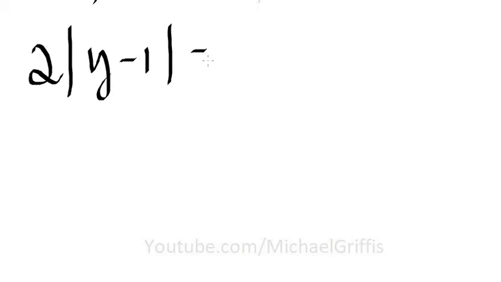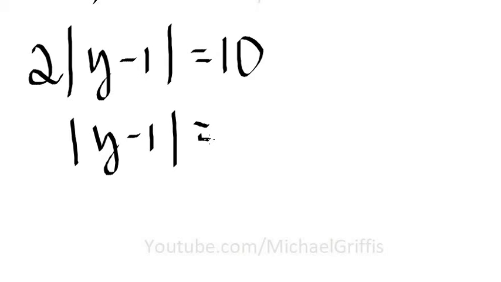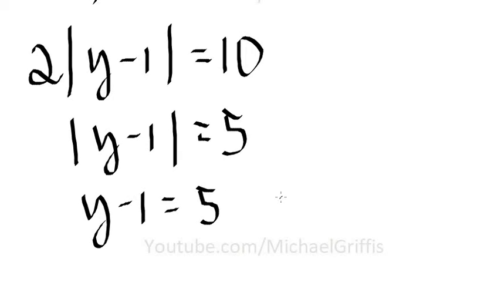Alright, we got some time. Let's work some more. So we have 2 times the absolute value of y minus 1 is equal to 10. So we want to get this in that standard form, so multiply both sides by a half, and a half of 10 is 5, right? Drop the absolute value signs. Okay, do it again. This time make the right hand side negative, so that would be negative 5.